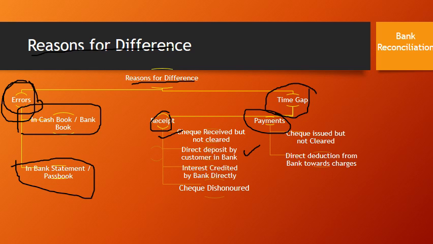And the next ones are direct deposit by a customer in a bank, interest credited by a bank, or some check dishonored, about which we don't have information. All these things will cause time gap for receipts. At the same time, for payments, there is check issued but not cleared, and direct deduction from the bank towards charges or interest. So these are the reasons why the bank book will not match the bank statement.